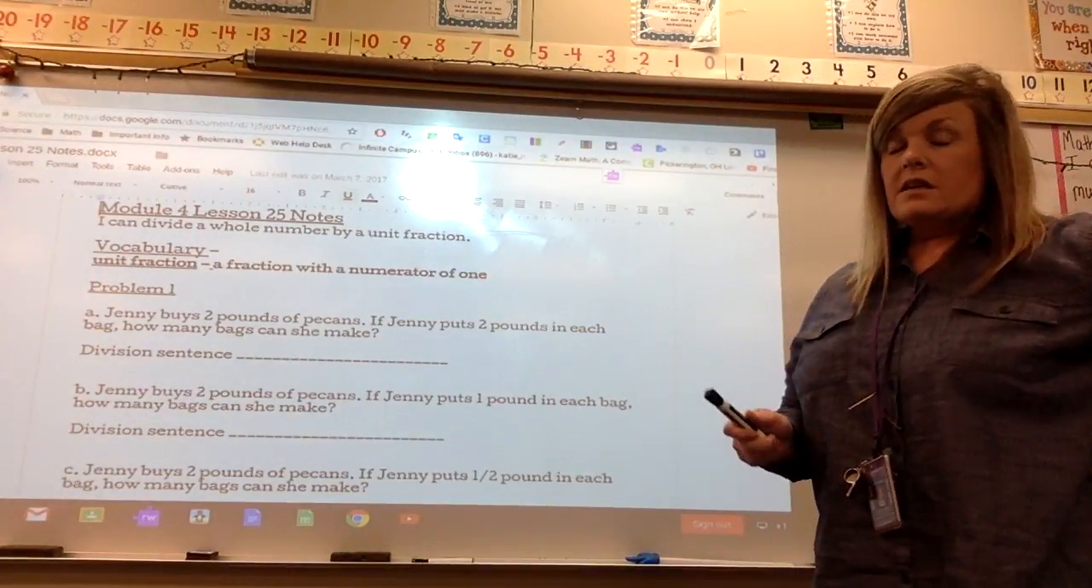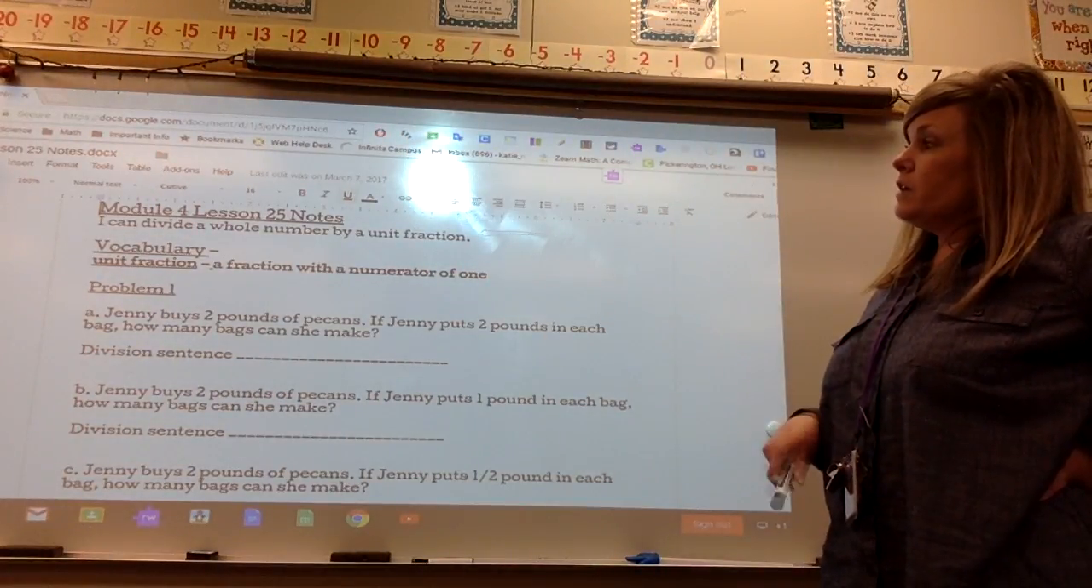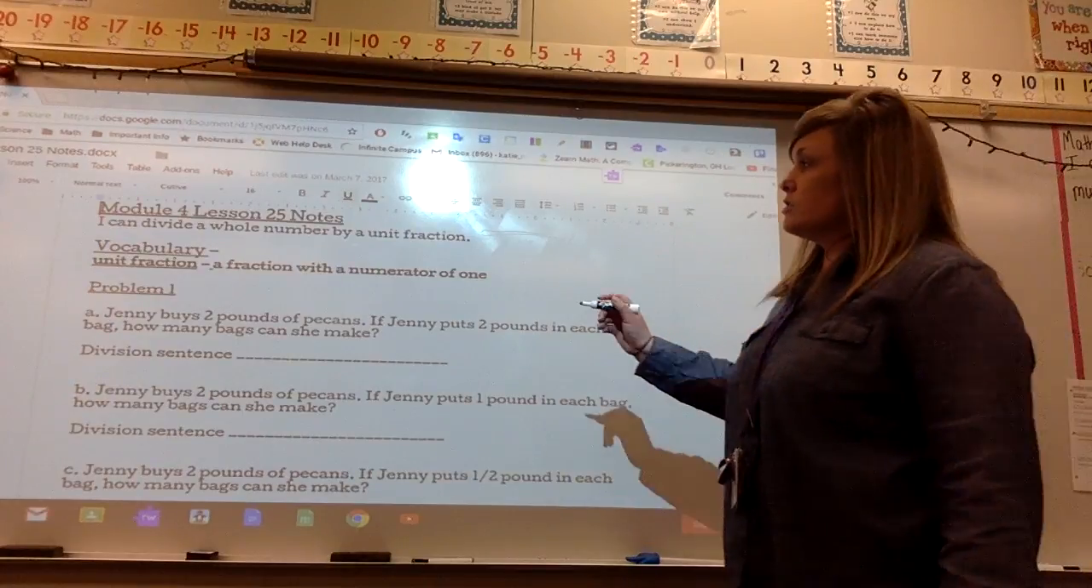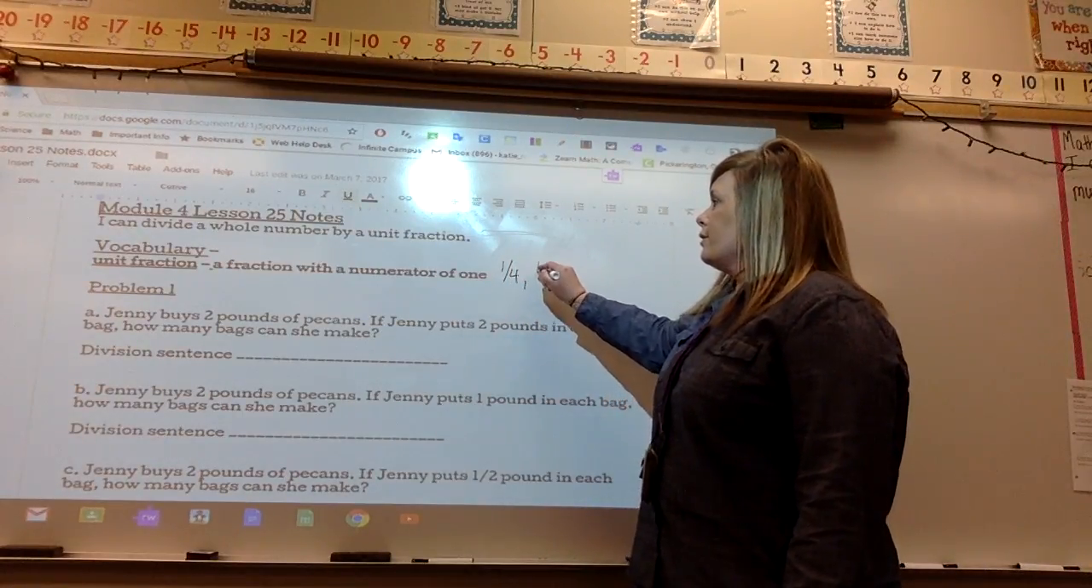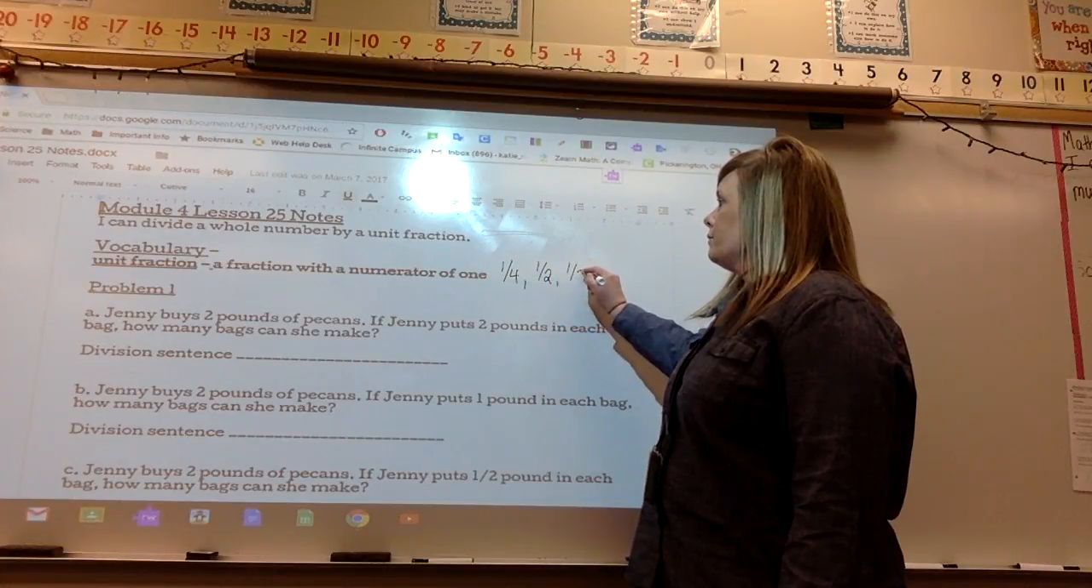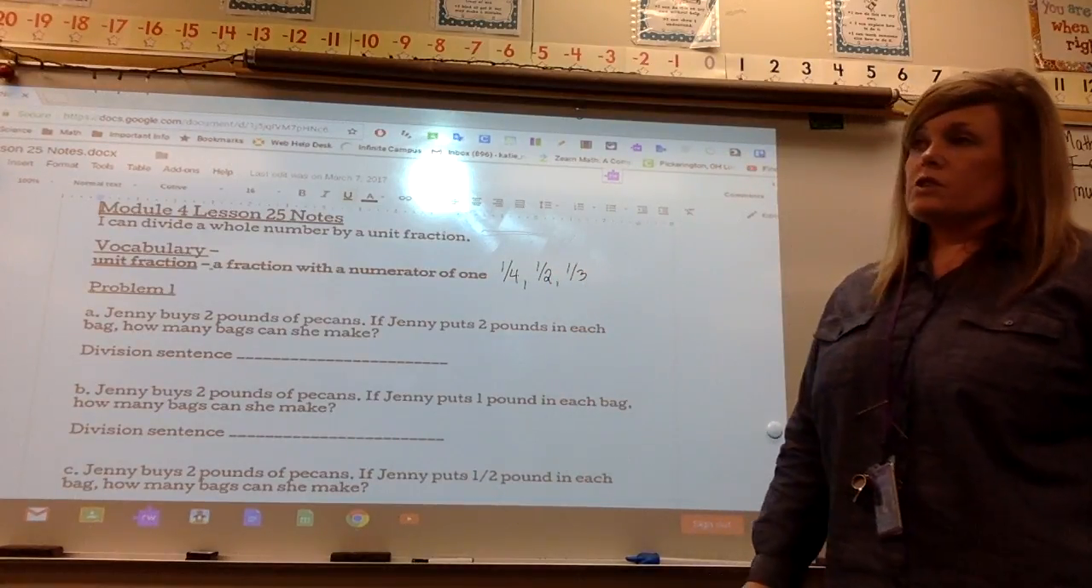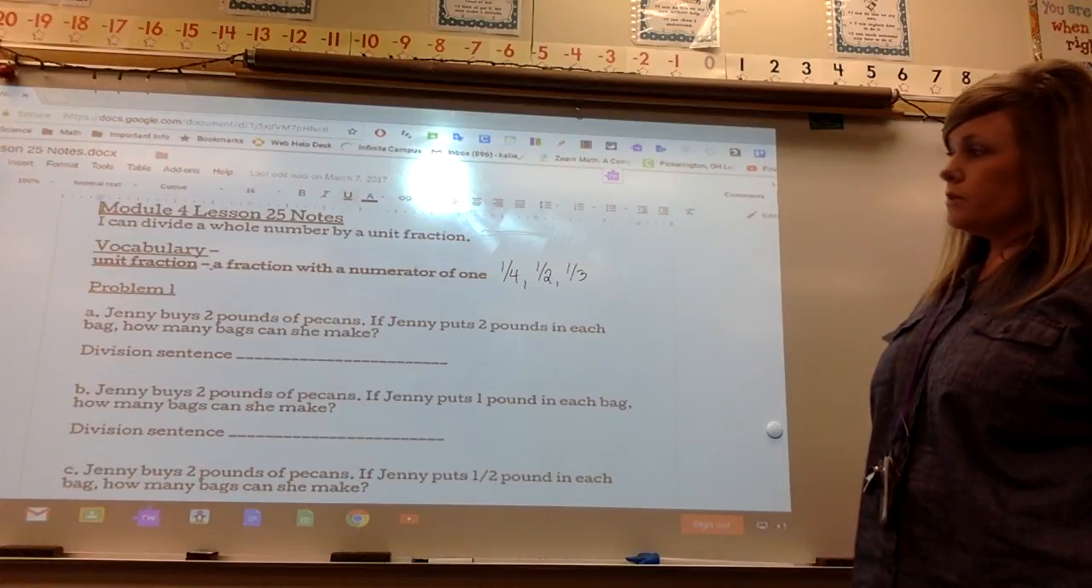Okay, today's I can statement is I can divide a whole number by a unit fraction. A unit fraction is a fraction with a numerator of 1. For example, 1/4, 1/2, 1/3. So today we're going to start division of fractions. Let's read our first problem.